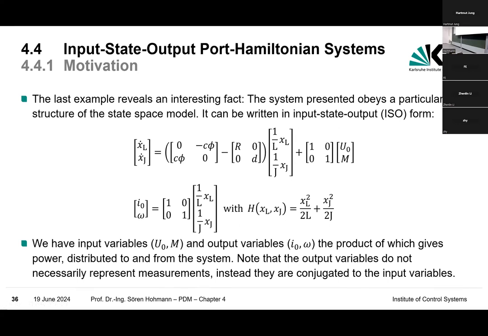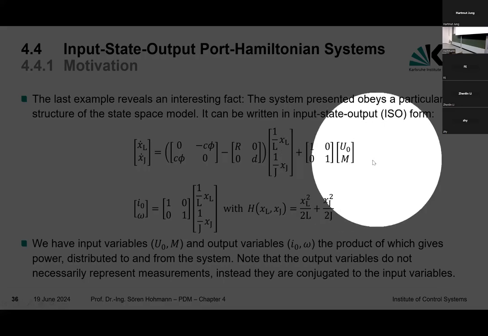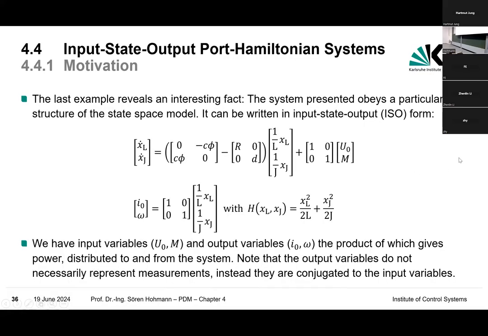The second fact I want to mention, which makes it interesting: if you look at the inputs here, U0 and M, which is the torque applied to the system, and the outputs I0 and omega, and you multiply the respective variables, so the product of U0 and I0 and of M and omega, you see it is equivalent. Why? Because we have power ports here. That's interesting, and this is something we should bear in mind.